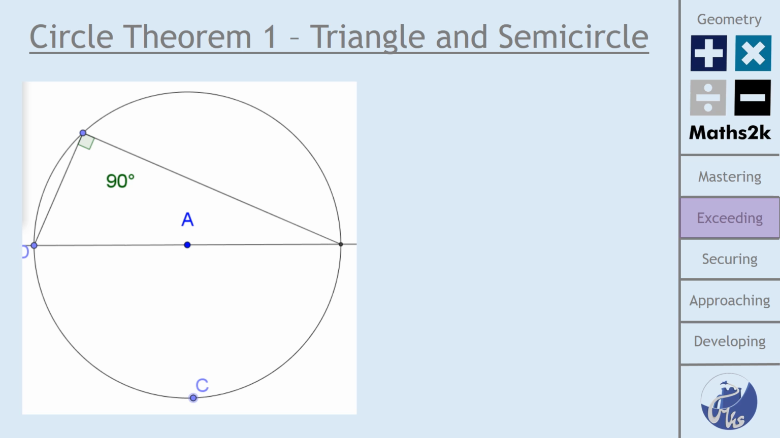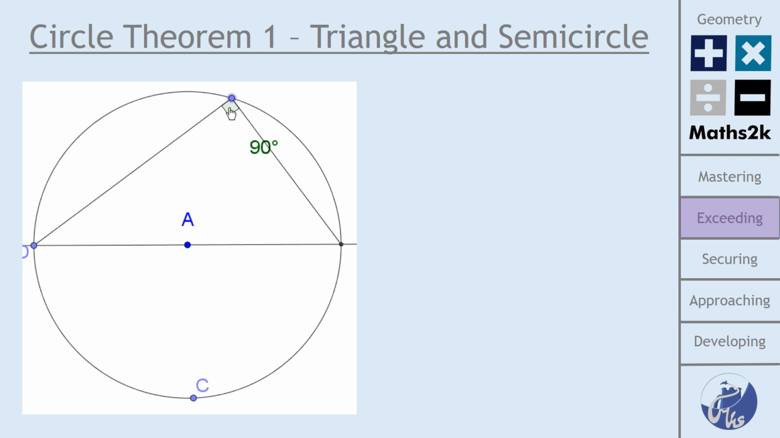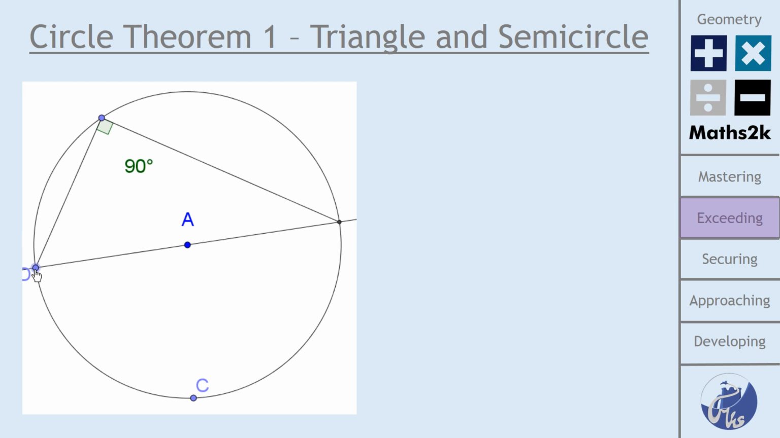Now, the image will animate a bit, and what I've done is use a program called Geogebra where I can move points around. So in a minute, you'll see that this point will move, and it doesn't matter where I move it along the circumference, it is still going to give me an angle of 90 degrees. And this is what's important about this circle theorem, in that it will always give you a 90-degree angle.